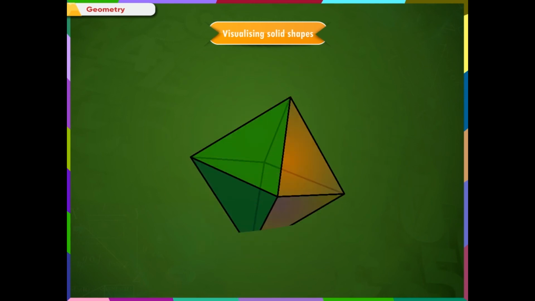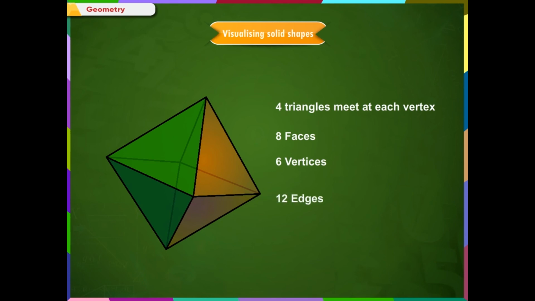A regular octahedron consists of 8 faces, 6 vertices, and 12 edges. 4 triangles meet at each vertex.